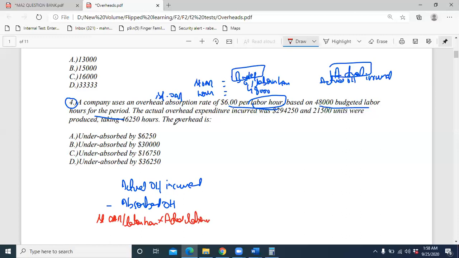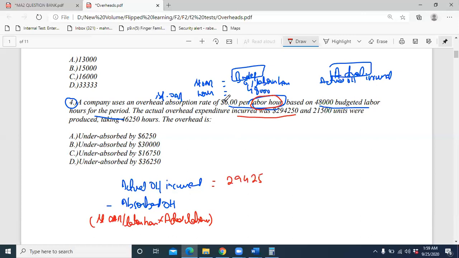So whenever you see a question where you are required to calculate either under or over absorbed, just quickly write the formula before doing everything else. Actual overhead incurred, less absorbed overhead, and check the absorption base. Then also write the formula for absorbed overhead. And then see what you're given. Here you're given the rate. You're given actual overhead incurred. Just punch in the figures now.